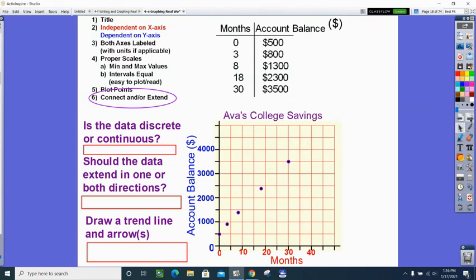So here we go back to Ava. Now, Ava's case, remember, she starts with 500, and then the next month she would jump to 600, and then she jumped to 700, and then she jumped to 800. So is it discrete or continuous?